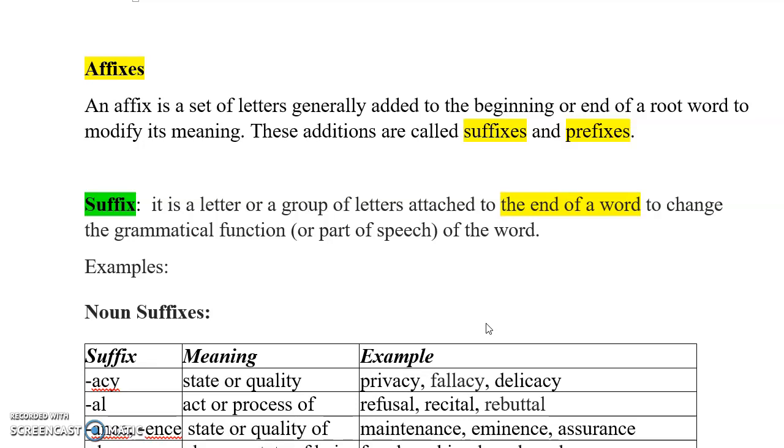It is a set of letters generally added either to the beginning or to the end of the root of the word, just to modify its meaning. These additions are called either suffixes or prefixes. I'll give you a simple example before going through the details.